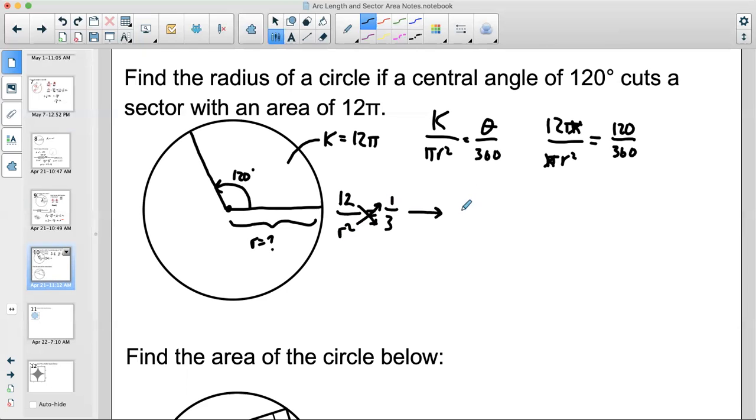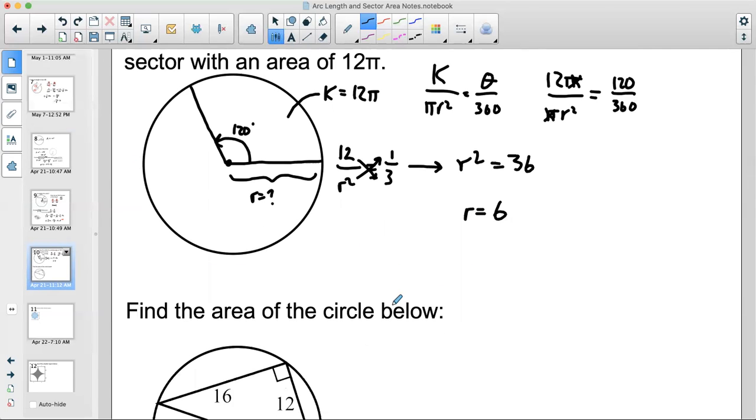r squared times 1 is r squared, and 12 times 3 is 36. So if r squared is 36, then r is equal to 6. Technically, r is plus or minus 6, but since we're talking about a length here, the radius is a length. It can't be a negative length. And there are no units, so I don't have to put a unit if I don't want to. But if I was, it was going to be like meters or inches or miles because a radius is a length. So there you go.